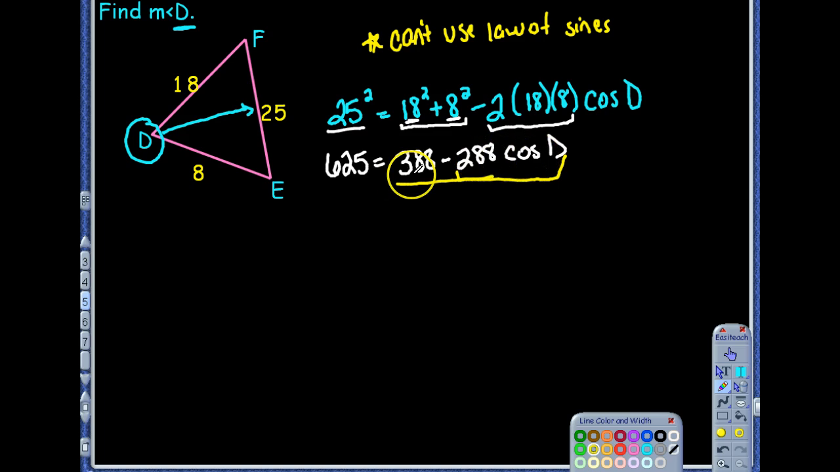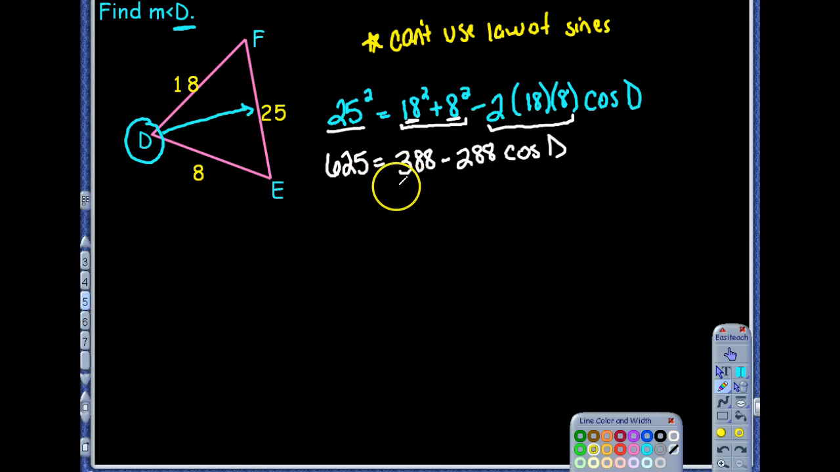So I'd have to multiply these before I could add or subtract. So here's the thing. We want to get this cosine of D by itself. So we want to remove everything else from that side. It's kind of like, in a sense, if you're solving an equation. And this is like if you had x there, you can't combine those because they're not like terms.